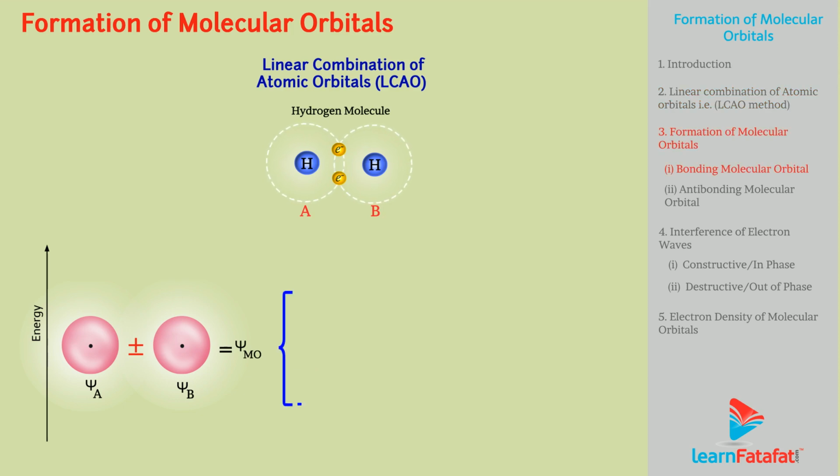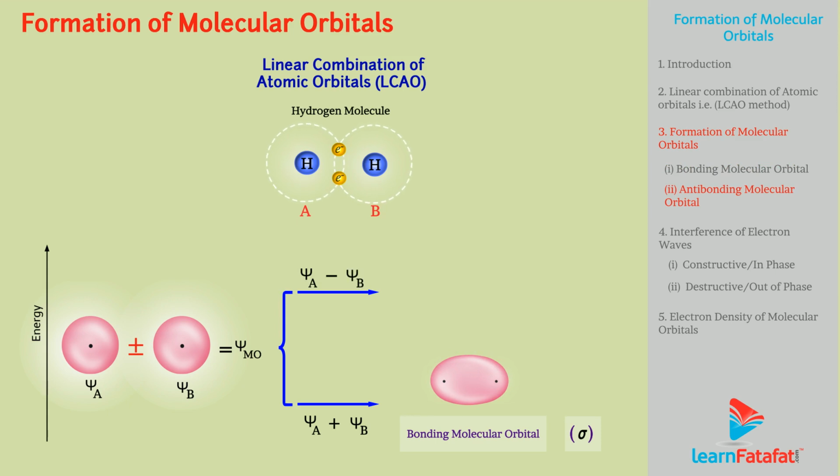A molecular orbital formed by addition of atomic orbitals is called a bonding molecular orbital, and a molecular orbital formed by subtraction of atomic orbitals is called an antibonding molecular orbital.